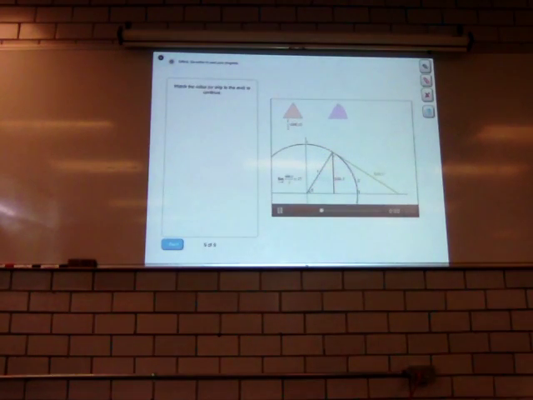Last one. What's the area of this green right triangle?